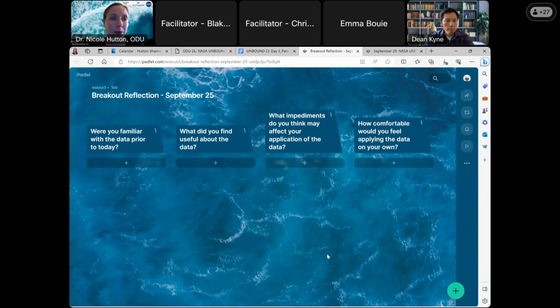We want to know a little bit about: were you familiar with the data prior to today? What did you find useful about the data? What impediments do you think may affect your application of the data, and how comfortable would you feel applying this data? So please join me in this reflection activity as you are able.